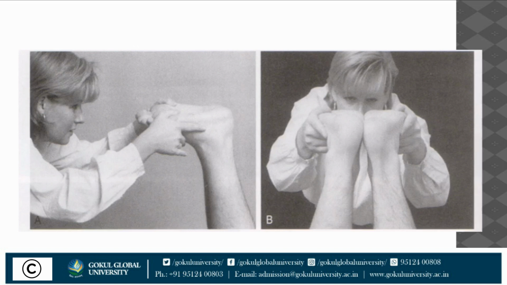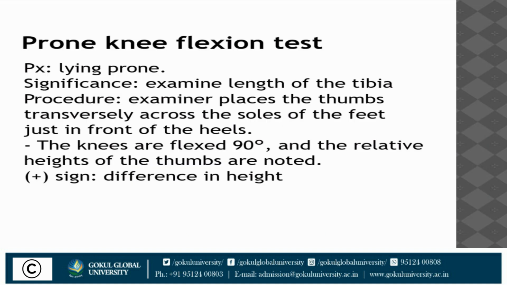Procedure: examiner places the thumb, as we have told, patient is in prone lying. Examiner places the thumb transversely across the sole of the foot, just in front of the heel. The knees are flexed 90 degree and the relative height of the thumb are noted. So we have to ask the patient to flex both the knees 90 degree, and then we place the thumb on the sole of the feet and we observe both the heels. If there is difference in the heel, that means the length of the tibia is different in both the legs and test is positive and there are chances for segmental limb length discrepancy.